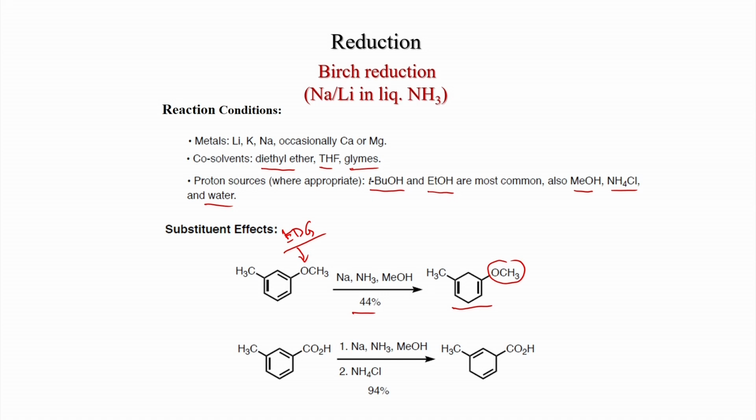Now, if you have a carboxylic acid, we have already discussed that this is an electron withdrawing group. If you have this meta-methyl benzoic acid, then under sodium, liquid ammonia, methanol conditions, and after that treating with ammonium chloride, you get a 94% yield of this product, where the carboxylic acid is present at the saturated carbon atom. So, for electron withdrawing substituents, the double bond will not be with the electron withdrawing group. The electron withdrawing group will be on a saturated carbon atom.